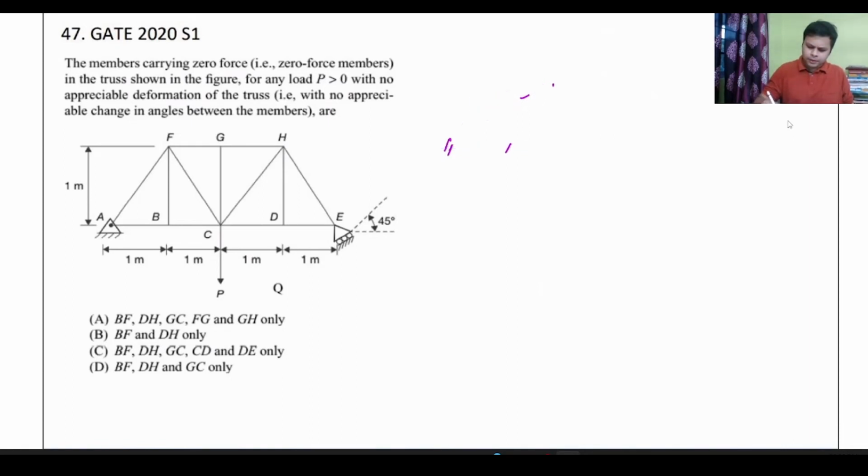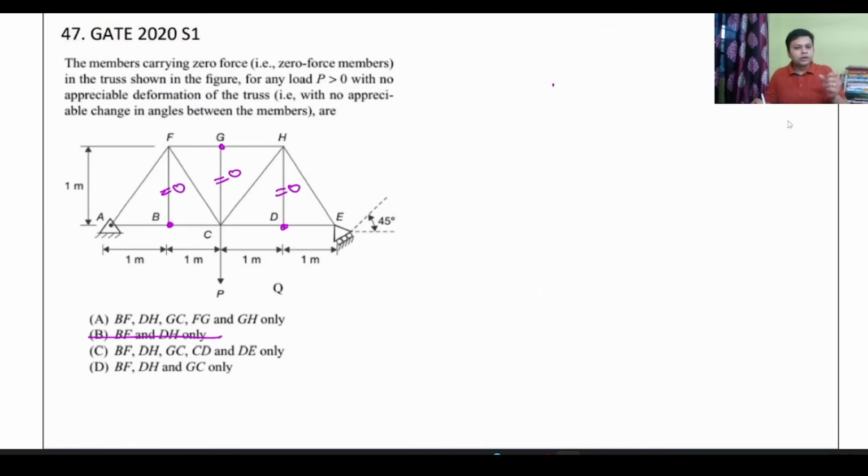Okay, let's see. So let us try to solve. We can clearly see that it is applicable at joint B, joint G, joint D, right? So this is equal to 0, this is equal to 0, this is equal to 0. Clearly all these three are 0. So option B is eliminated. And the rest, A, C, D, all have these three zeros.